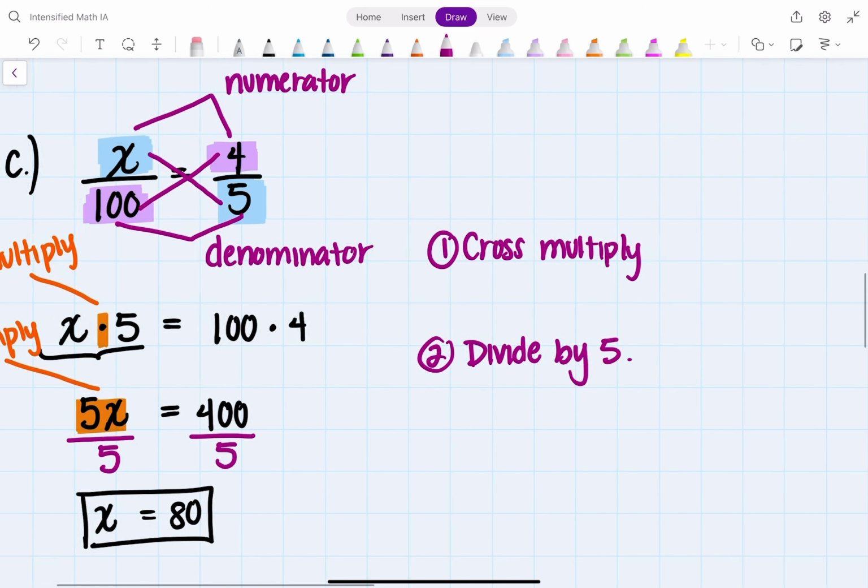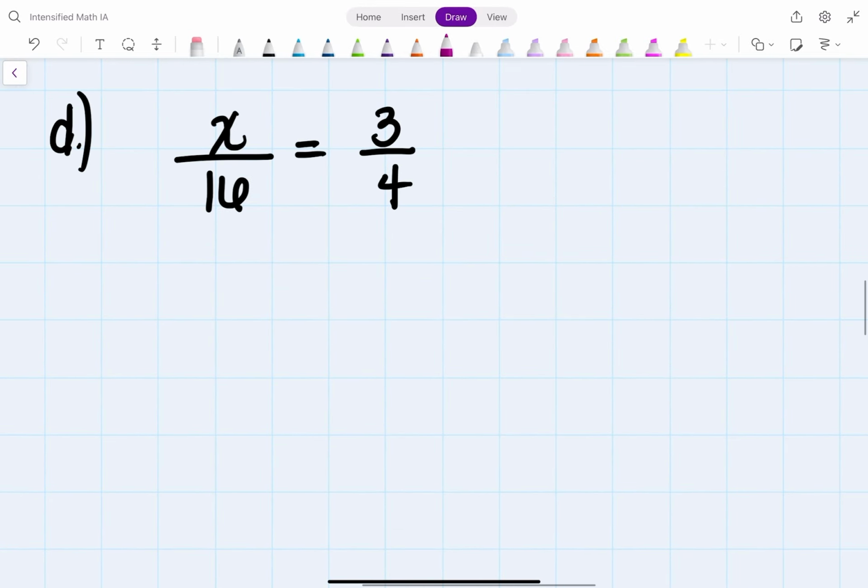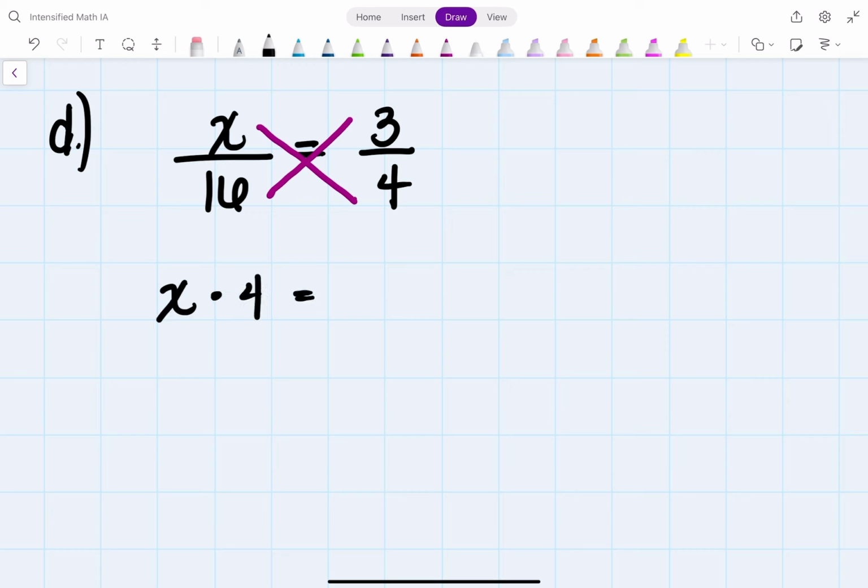Next example, guys. D. Example D. All right. For example D in this case, guys, once again, same idea. I'm going to do some cross multiplication here. Cross multiply. This is going to become x times 4 is equal to 16 times 3. X times 4 gives us 4x. 16 times 3 is going to give us 48.